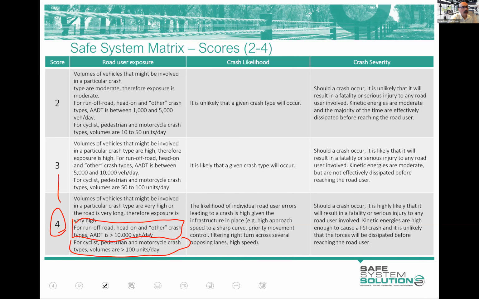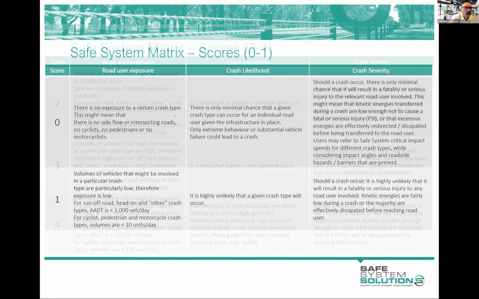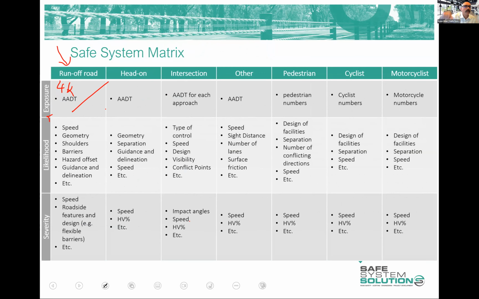We'll say, okay, what about this one? For run-off road, head-on, and other crash types, AADT is between 5,000 and 10,000 vehicles a day. So our annual average daily traffic is between 5,000 and 10,000 vehicles a day. Again, not quite where the road we've got is. Let's go with a 2. For run-off road, head-on, between 1,000 and 5,000. So that's where we sit. So you simply take that score of 2, and that then goes in here.